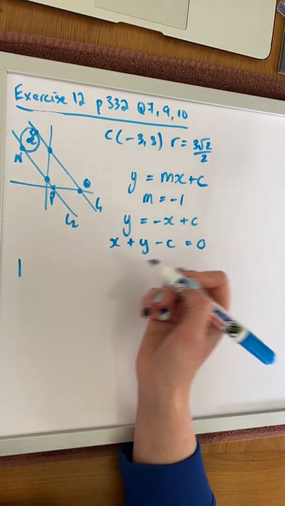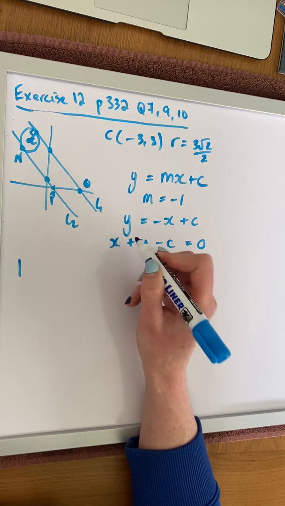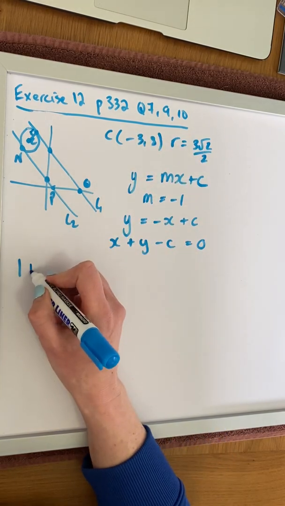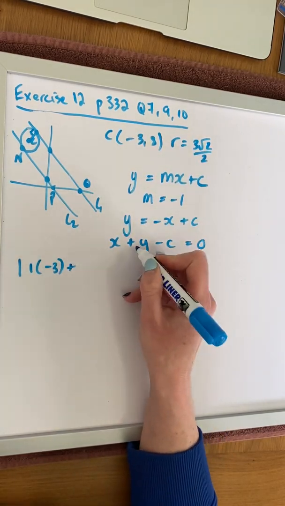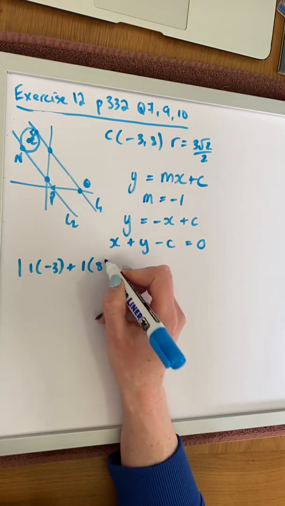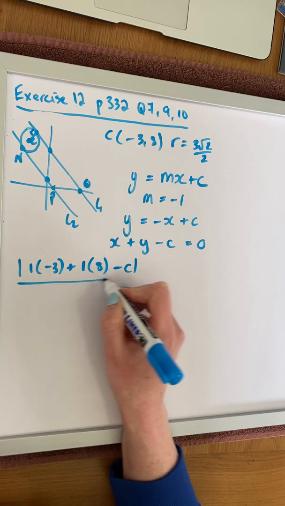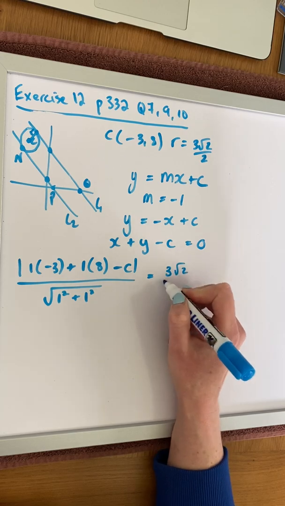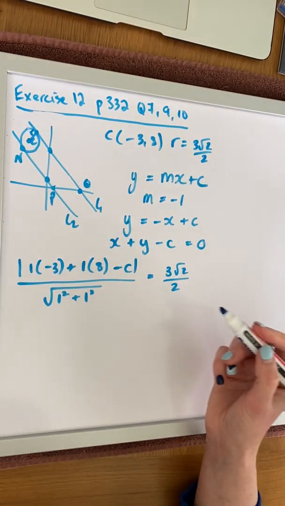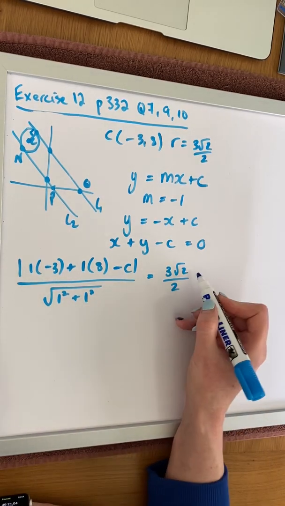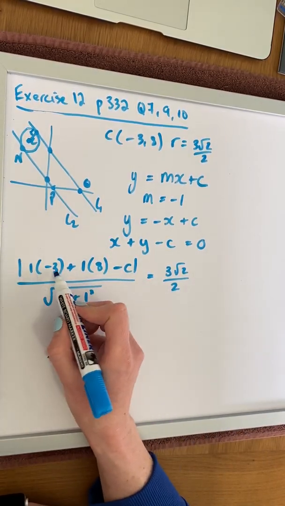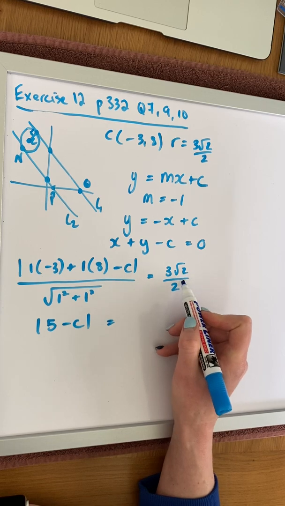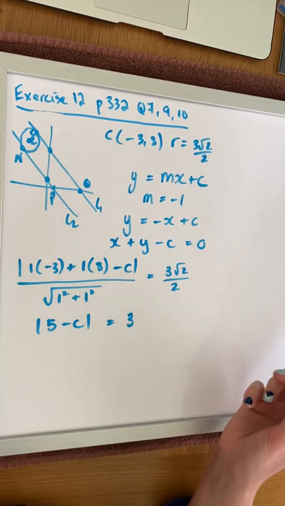So the formula is the absolute value of a times x1, where a is the x coefficient, so 1 times minus 3, plus b times y1, 1 times 8, and then we have minus c, over the square root of a squared plus b squared, and that is equal to the radius, which is 3 root 2 over 2. So this is where we are looking at the perpendicular distance formula. Multiplying across then and tidying up here, we have minus 3 plus 8 is 5, minus c, and multiplying this by root 2 here, we get 3.